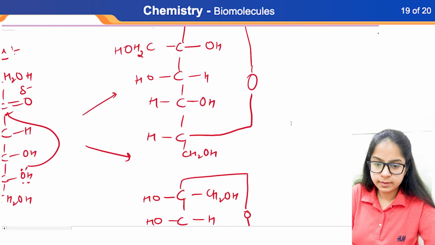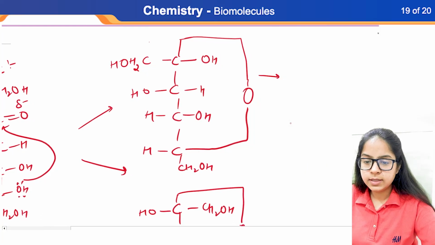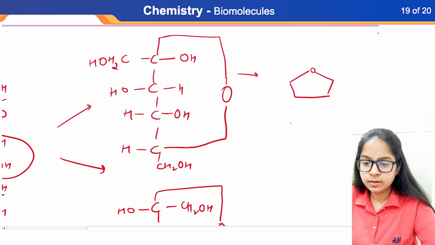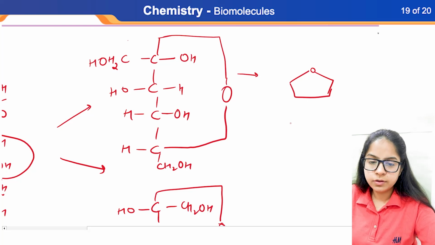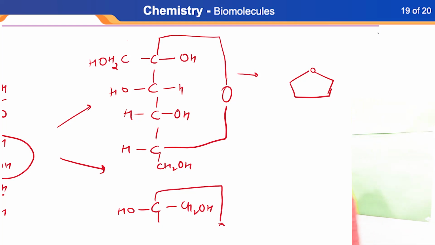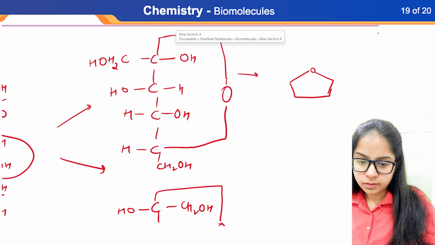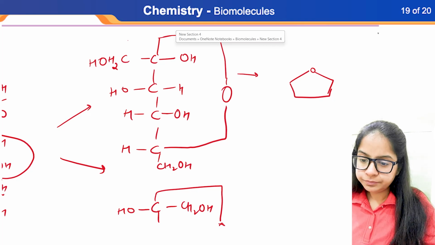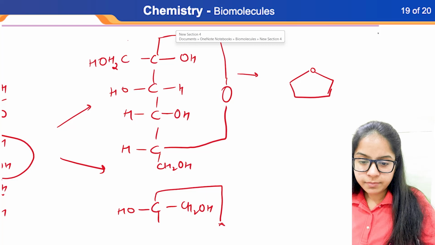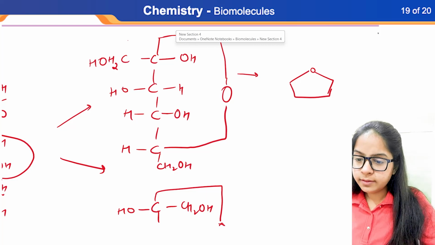So how can we make this? This is fructose, this one, fructofuranose. You have the furan ring, this is the furan ring. Fructofuranose is this one. How can you make this? OH on the right side, right down.